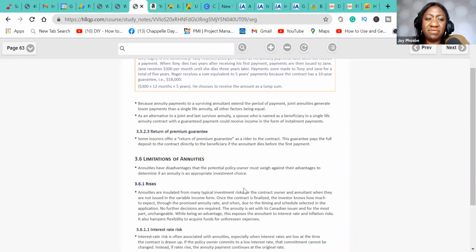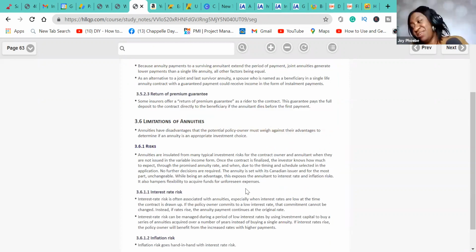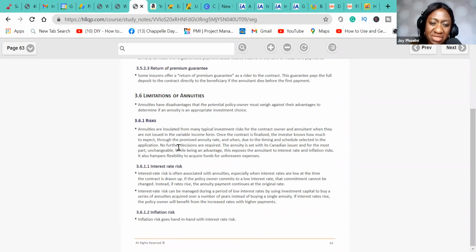Awesome. So we've been looking at the benefits of annuities. However, everything that has some good side should definitely have some setbacks, right? So let's look at some of the setbacks of annuities. What are the limitations of annuities? Number one is risk. Annuities are insulated from many typical investment risks.